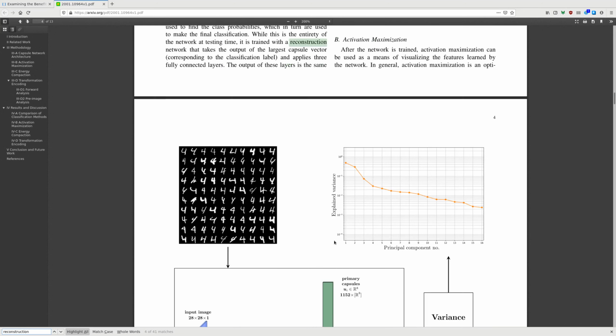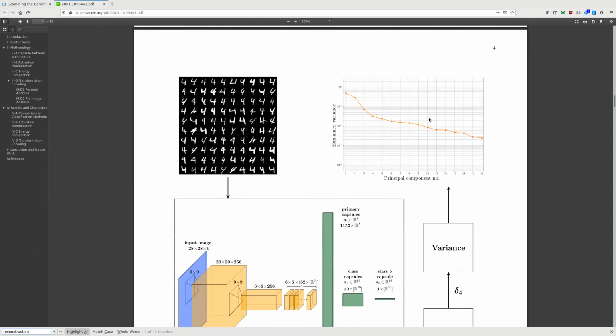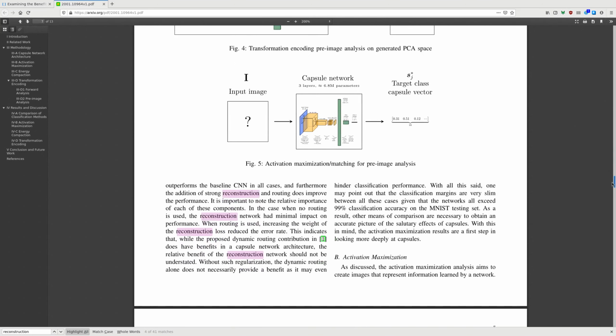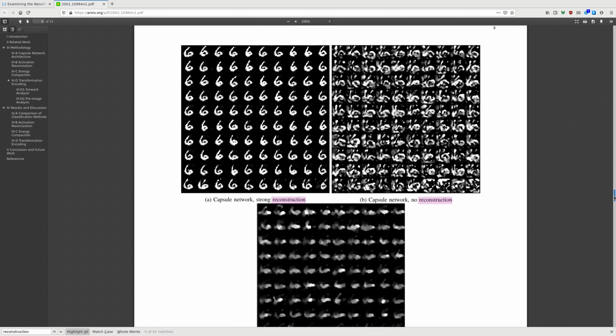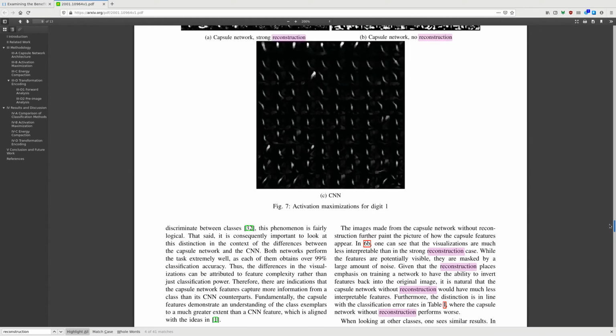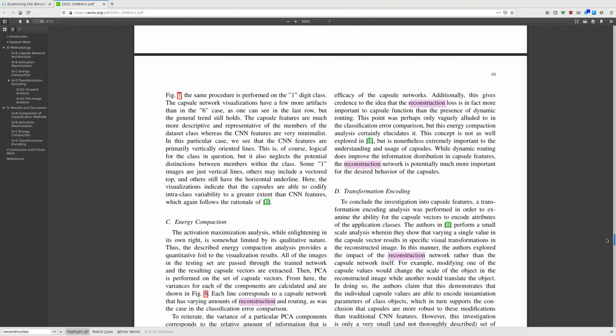Okay, so the reconstruction network takes the output of the largest capsule vector and applies it to three fully connected layers. I guess by strong reconstruction they mean that they have this strong fully connected network after it. So when they do this, if I understand correctly, they get these really nice sixes. When they have no reconstruction applied after the capsule network, they get these ugly sixes. But they still do better with ugly sixes than the CNN.